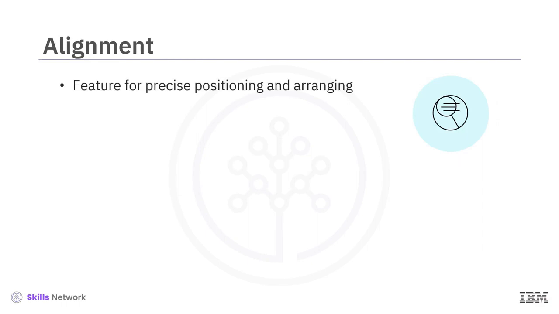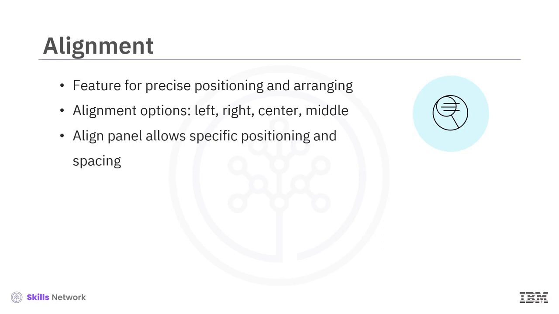Alignment is a powerful feature in Figma that allows precise positioning and arranging objects in designs. Alignment is crucial for creating a professional and polished design. Alignment options include left, right, center, top, bottom, middle, distributed horizontally, vertically, and more. Align objects by selecting them and using the Align panel. The Align panel allows specifying the exact position and spacing of objects in the design.